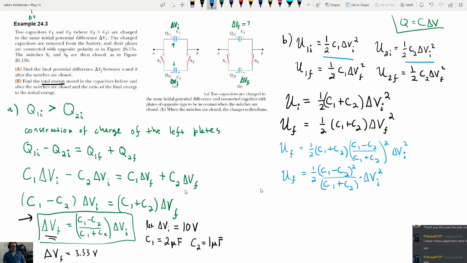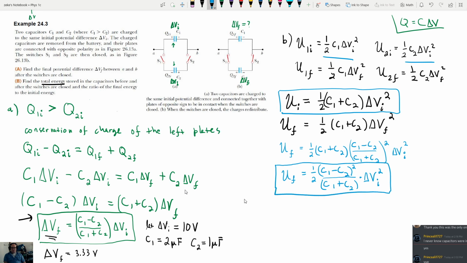So now we've technically solved half of it. It said, find the total energy stored in the capacitors before and after the switches are closed. So we did that. This is the initial, and this is the final, after the switches are closed. And now we want to find the ratio. We're going to do U final over U initial. Doesn't really matter which ratio we do.